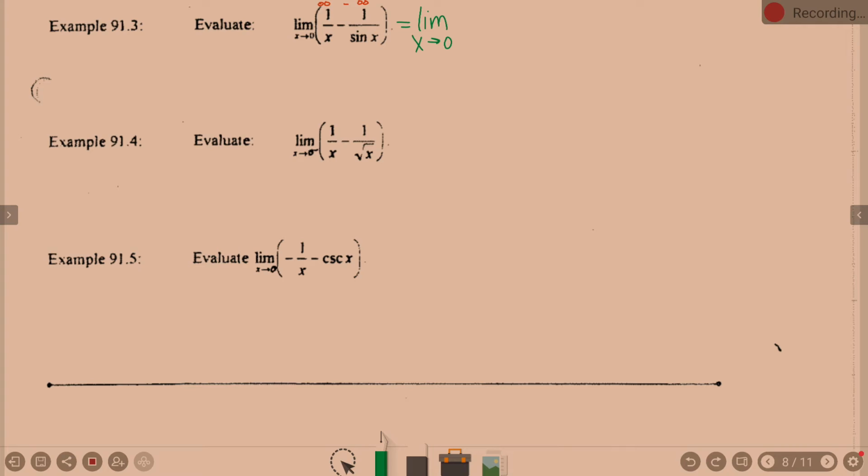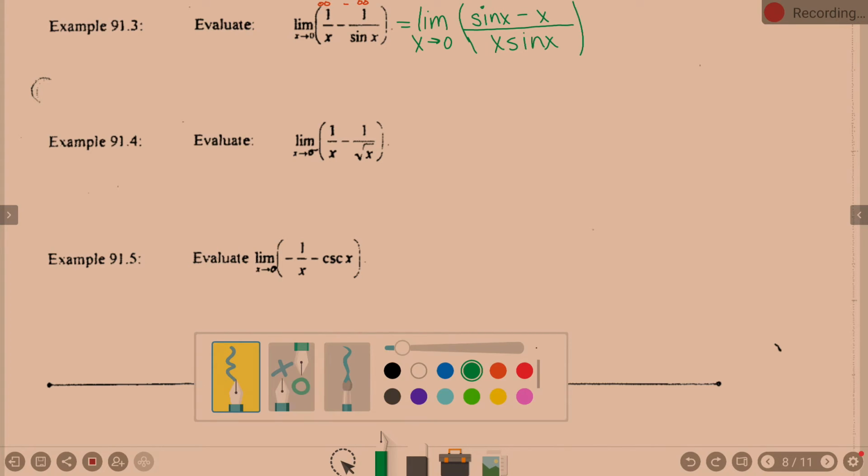Limit as x approaches 0. What is this common denominator? X times sine x. So the first fraction has x already, we have to multiply by sine x. So sine x times 1, minus, the second fraction has sine x, so we have to multiply by x. 1 times x is x. So I have the limit as x approaches 0 of sine x minus x over x sine x.